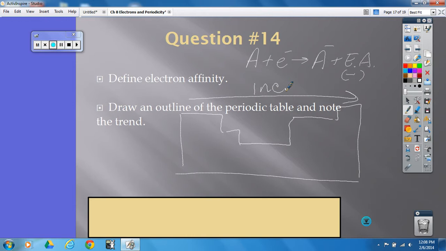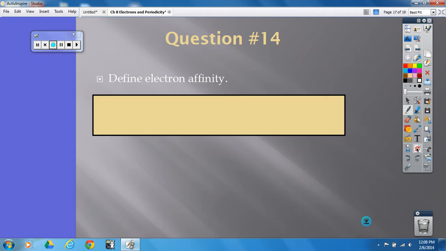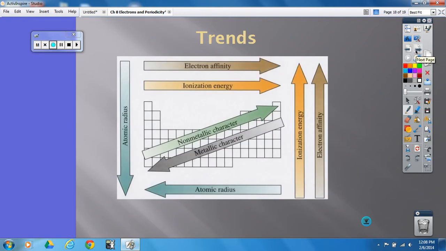Why does electron affinity, the amount of energy given off, increase as you go across a period? Because you're getting closer to a full outer shell. Why does it decrease as you go down a family? Because the valence shell, where you're going to add that electron, is getting further away from the nucleus. End of story. Sounds like a repeated pattern, doesn't it? Absolutely. All right.